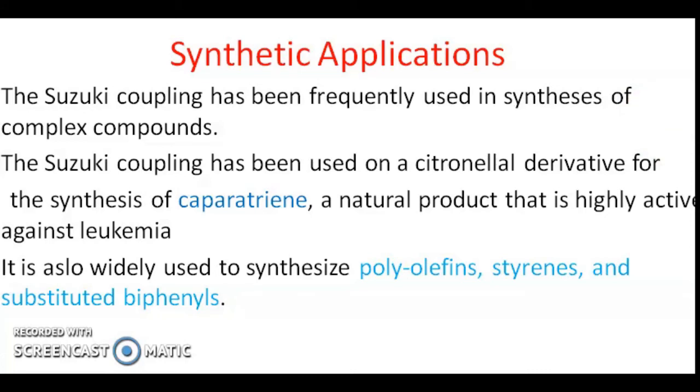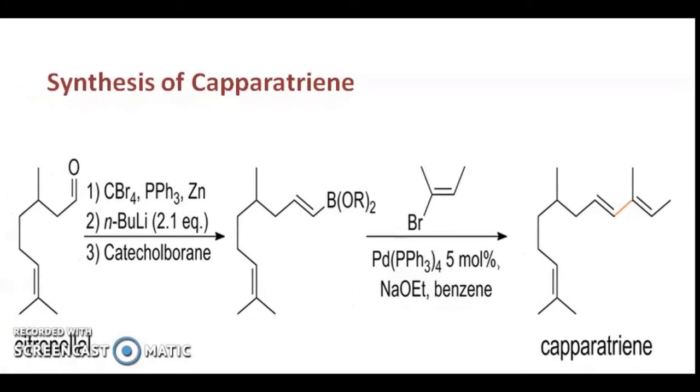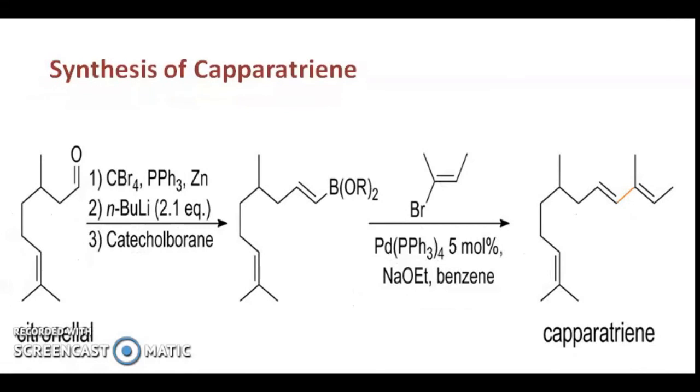Now let us see the synthesis of caparatriene. Here we have the reaction for the synthesis of caparatriene. See, we have the citronellal here. Initially, in the first step, citronellal is converted to its boron derivative. So it's treated with catechol borane, and then citronellal is converted to the boron derivative, and then this boron derivative is treated with this halide, and you get the caparatriene.